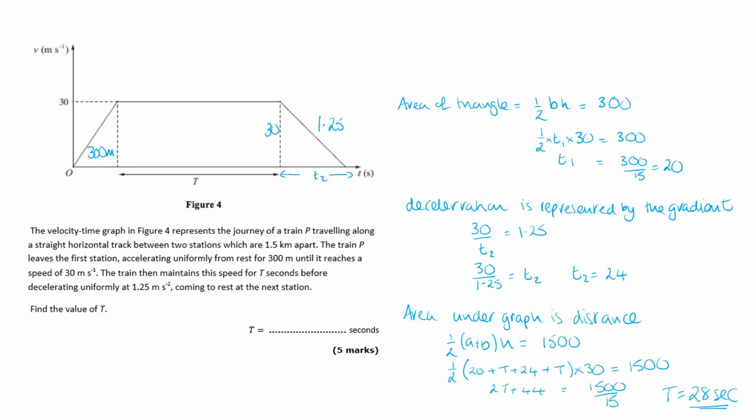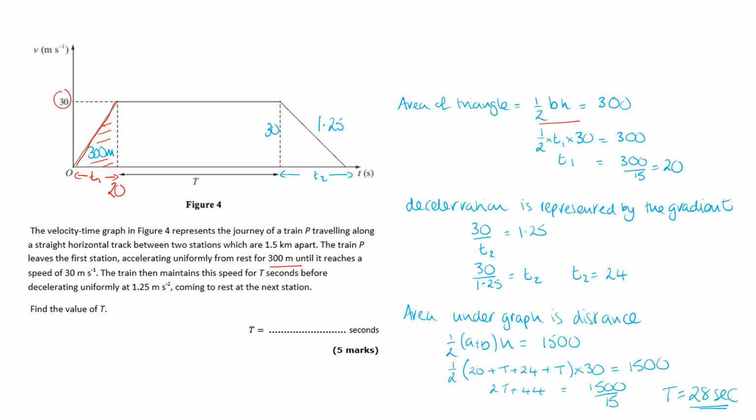So the train is travelling between the two stations, and the first 300 metres represents this section here, because the train is accelerating from rest to reach that constant speed. So the area of a triangle is half base times height, and if we just call this distance here t1, then we've got half times t1 times 30 is equal to 300. Half of 30 is 15. So t1 is 300 divided by 15, which is 20. So the time to take until we get to that constant speed is going to be 20.